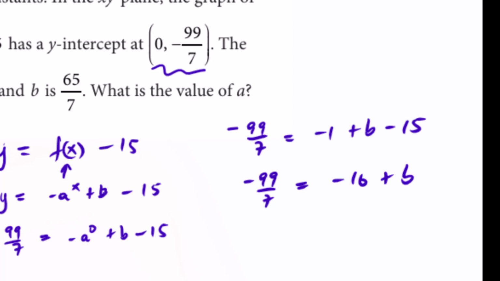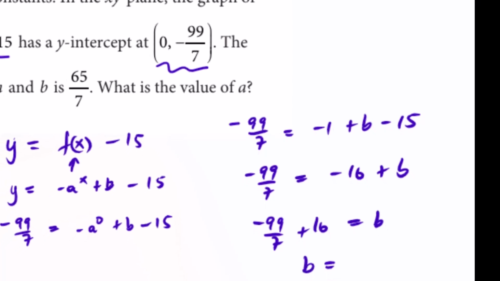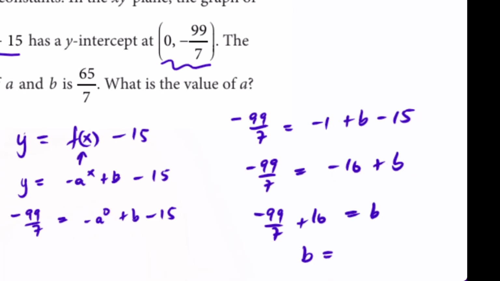Now adding 16 to both sides, I'm going to get negative 99 over 7 plus 16 equal to b. So my b is simply going to be equal to 13 over 7. So that's going to be my situation now.